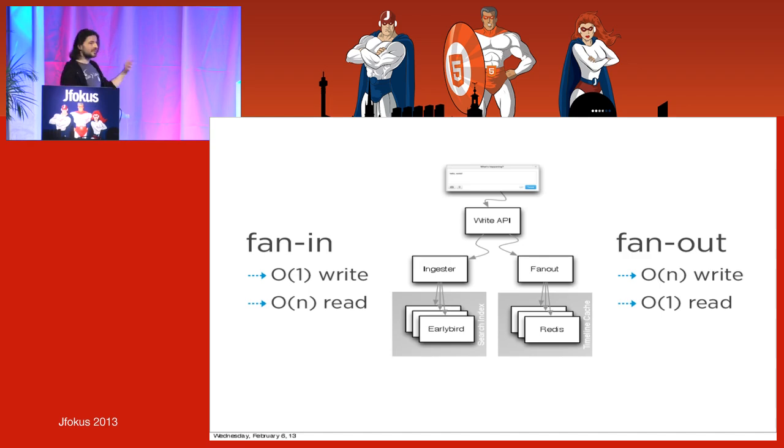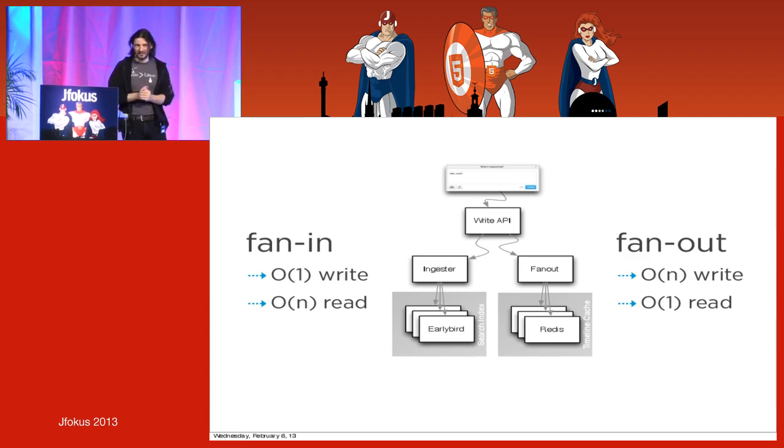But you also see there's this interesting duality. One is fan in, the other is fan out. One is cheap to write, expensive to read. One is expensive to write, cheap to read. And it works right now because people search less than they update their timeline, so you would think it's fine, except for one little thing.